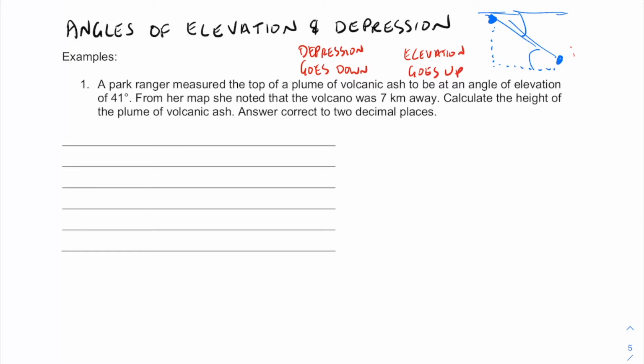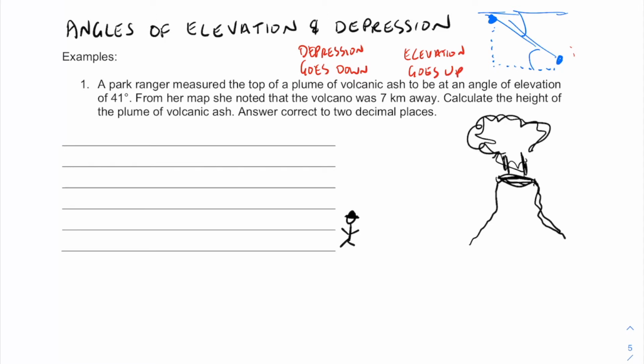So let's start drawing some things in. I'm going to pop my little park ranger right here. She's going to wear a hat because park rangers need to have a hat. And we're going to have a volcano, a poorly drawn volcano. Then we put our little plume of smoke around the top, with some extra grey in there to make it prettier. So there's our volcanic ash.